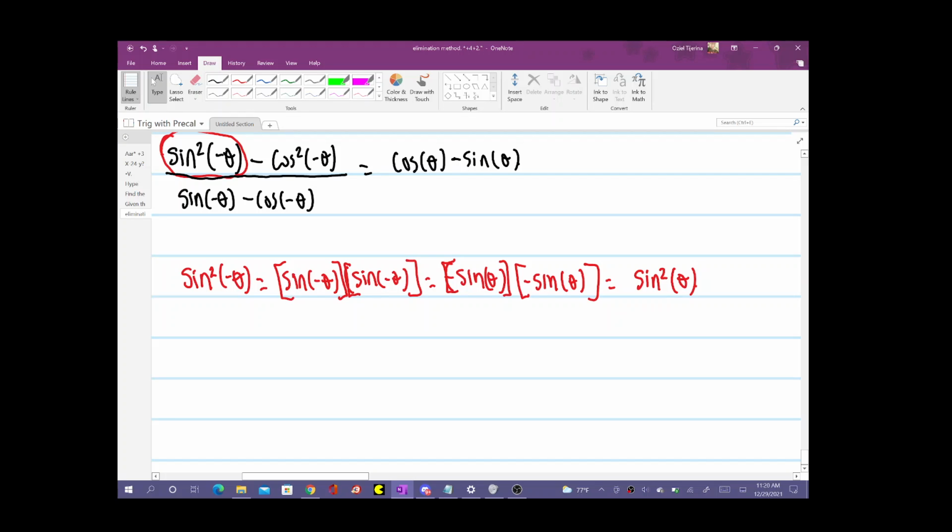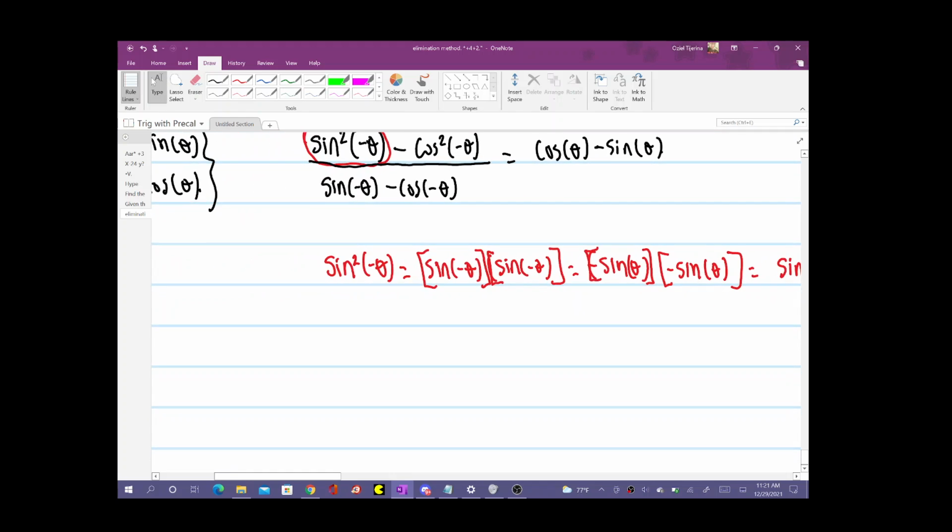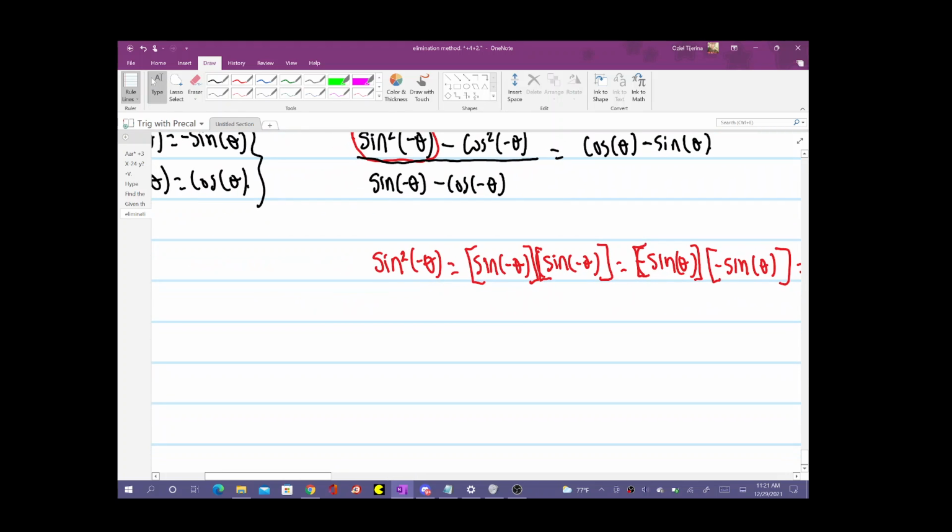Yes, it's true. So this is really equal to sine squared of theta, because like I said, it's negative sine of theta times negative sine of theta. So it's sine squared of theta, or sine squared of x if you put it in terms of x. So really, that gets simplified to sine squared of x. So we have sine squared of x for that first one.